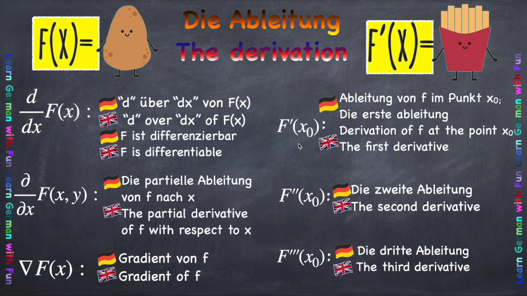Here you can see the other terms. One can read this in German, Ableitung von f im Punkt x null oder die erste Ableitung. In English, derivation of f at the point x0 or the first derivative. This term in German, die zweite Ableitung. In English, the second derivative. And the last one, die dritte Ableitung, and in English, the third derivative.